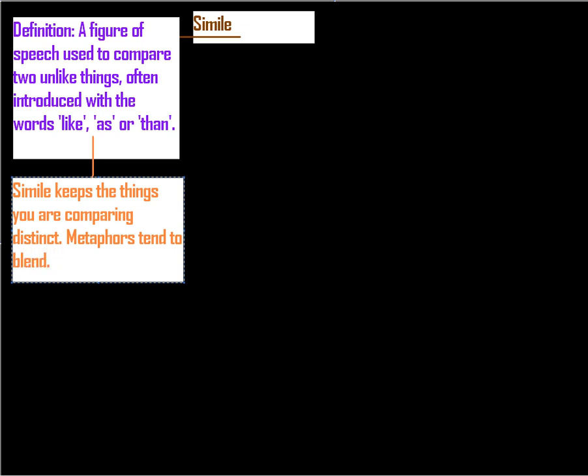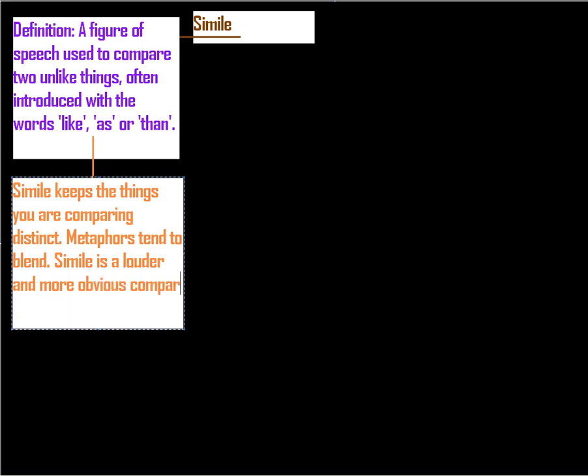So naturally a simile is a louder and more obvious comparison. Because when you're using a simile, it's really obvious that you're comparing the two things. You're saying, listen, A is like B. A is bigger than C. It's so obvious that you're comparing. With a metaphor, you're kind of sneaking it in. You're quietly saying A is B. So the fact that you're doing a comparison at all is kind of a bit secret, almost.